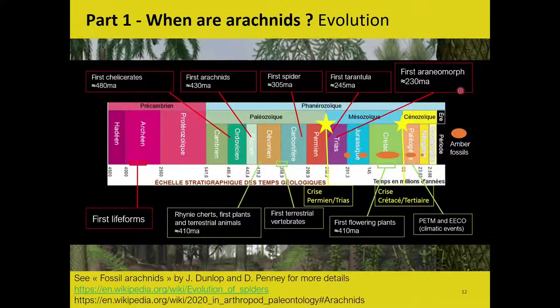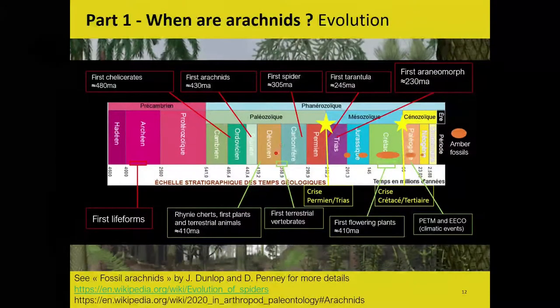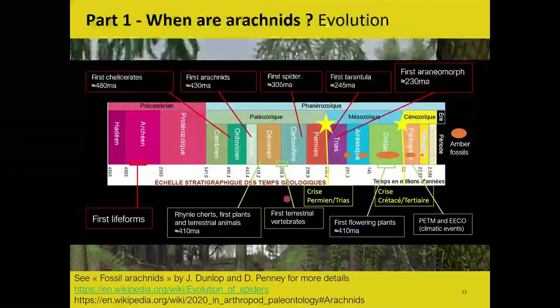So here you have what I said in a more complete timetable, the stratigraphic timescale. So the first chelicerates is what I spoke about before. And then spiders appeared in the Carboniferous. The Carboniferous is a very important period in evolution. They are one of the first terrestrial animals, which is quite big. And as you can see, the first vertebrates actually appear a lot of time after the first arthropods, and it's quite impressive. What else? It's mostly about spiders, you can see.